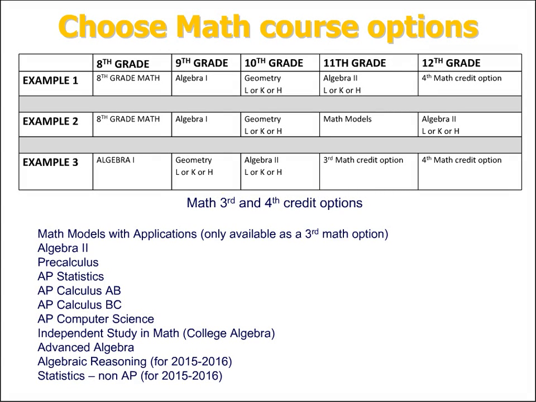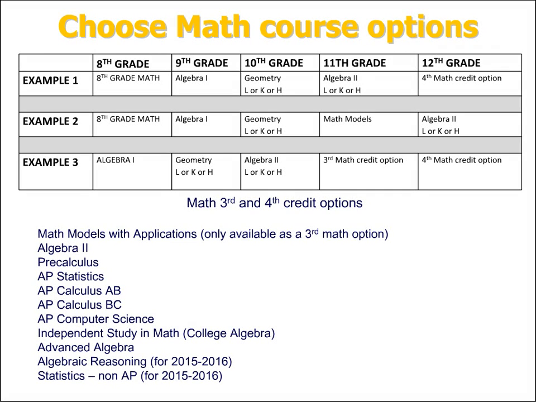Example number 1 is a typical on-level student who's taking 8th grade math this year. So they would take 8th grade math this year. In 9th grade, they will take Algebra 1. In 10th grade, they will take geometry, whether it's L, K, or H level. In Algebra 2, they will take L, K, or H level as an 11th grader. And then for 12th grade, they will choose a 4th math credit option.